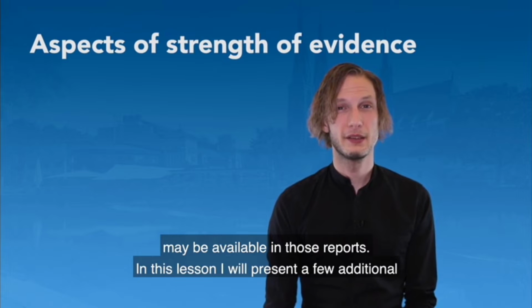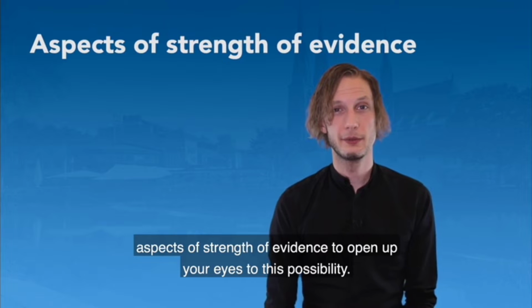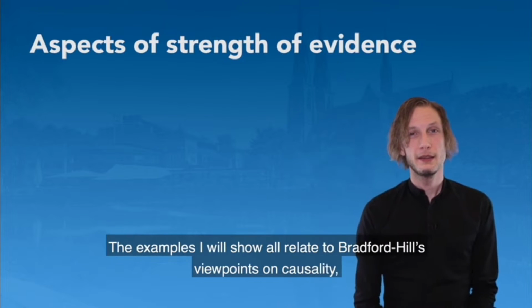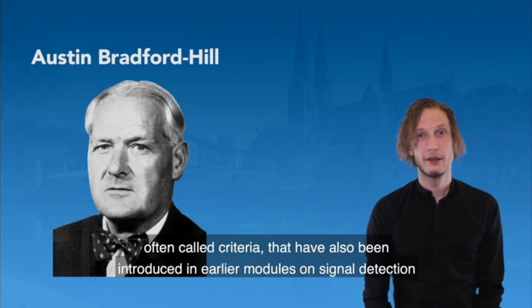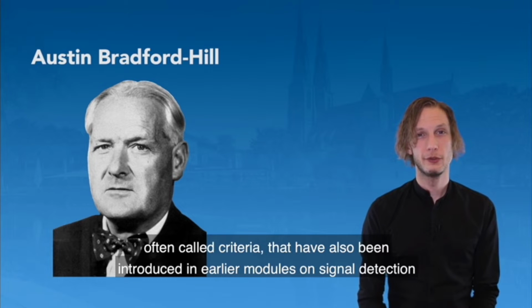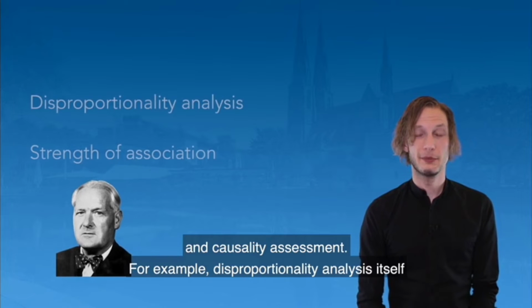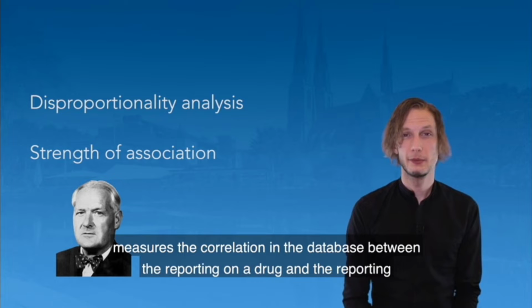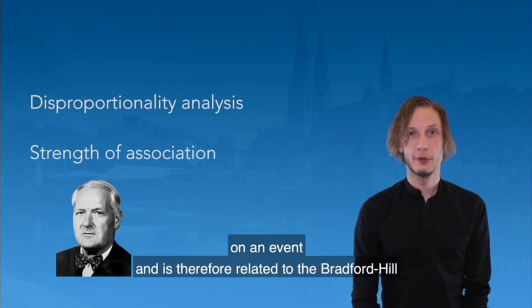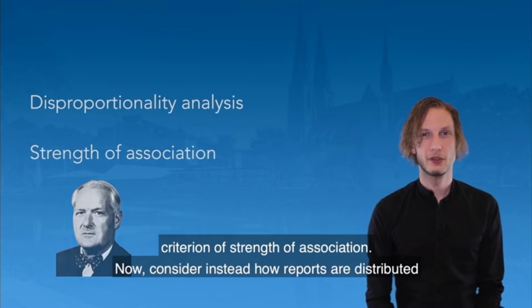In this lesson I will present a few additional aspects of strength of evidence to open up your eyes to this possibility. The examples I will show all relate to Bradford Hill's viewpoints on causality, often called criteria, that have also been introduced in earlier modules on signal detection and causality assessment. For example, disproportionality analysis itself measures the correlation in the database between the reporting on a drug and the reporting on an event, and is therefore related to the Bradford Hill criterion of strength of association.